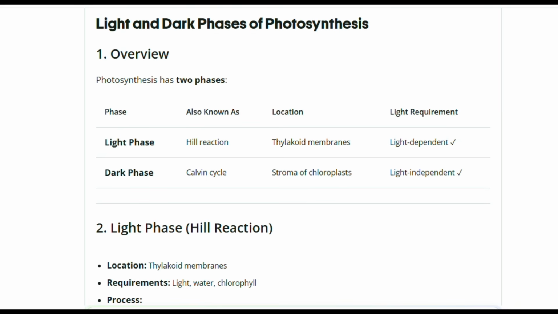Light energy is the energy carried by electrons. Then the energy in the electrons is used to make ATP, which is the energy carrying compound, and oxygen is the byproduct. Then the dark phase, sometimes called the Calvin cycle, occurs in the stroma of the chloroplast.